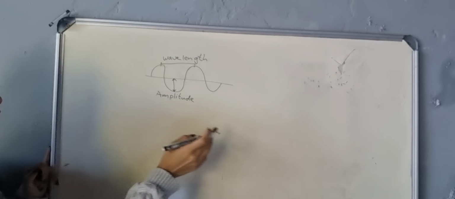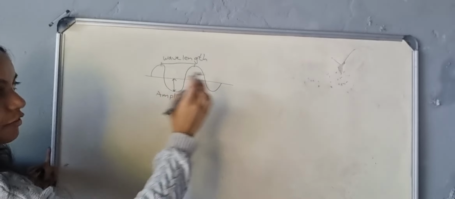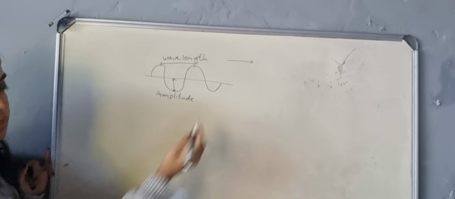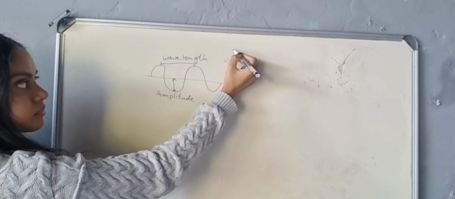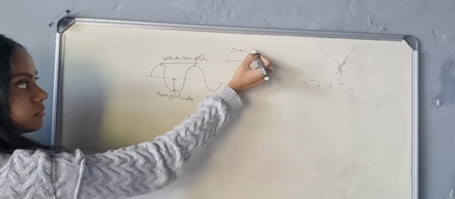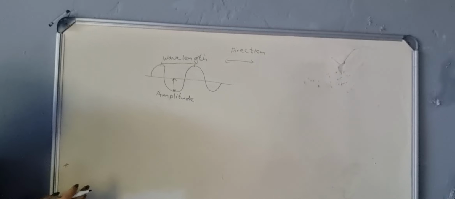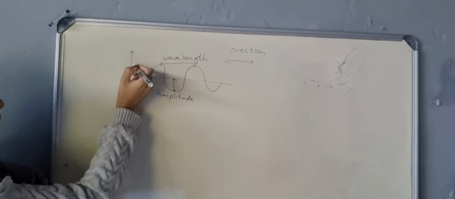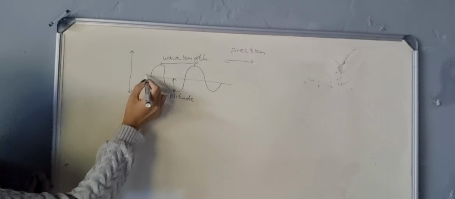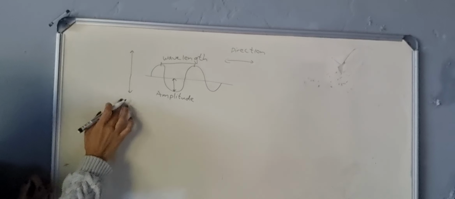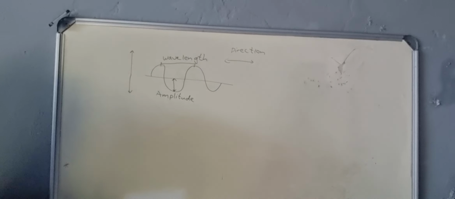The direction of this wave is going from left to right, so this would be the direction of propagation. The direction of disturbance is going up and down because it's being vibrated up and downwards. So this is the direction of the disturbance. So once you label all of this, you'll get a full 4 marks.